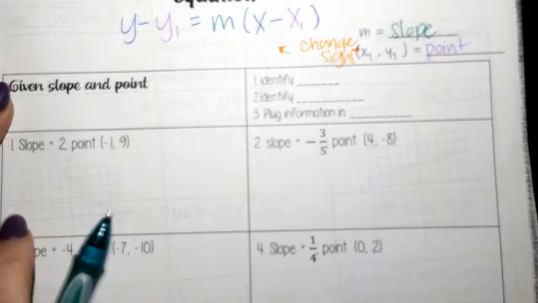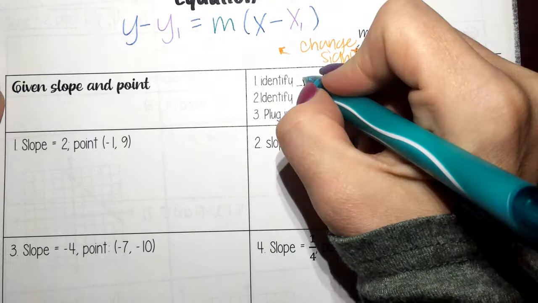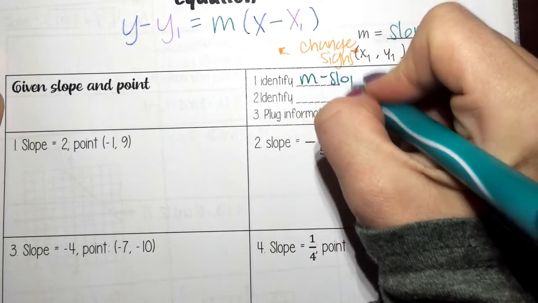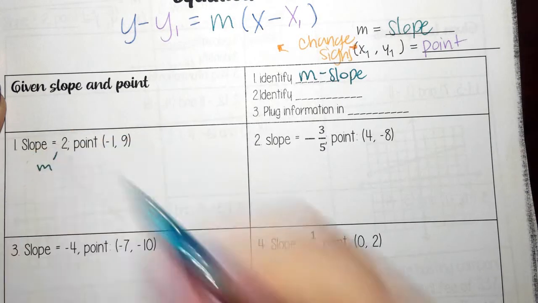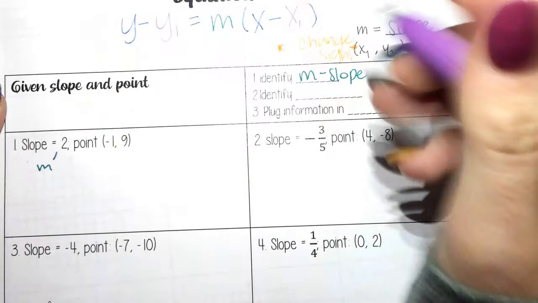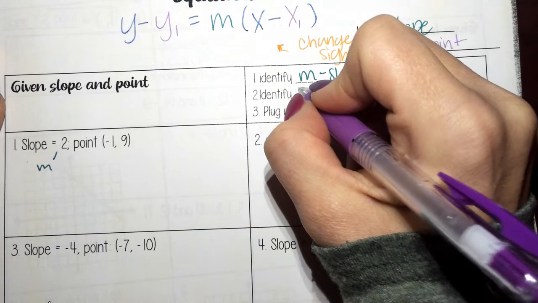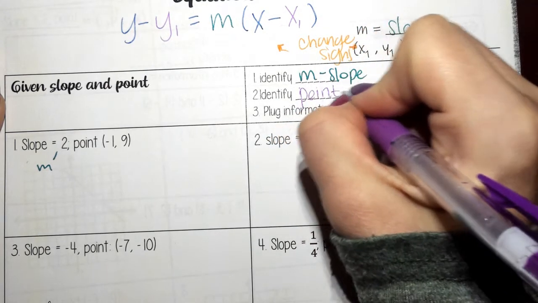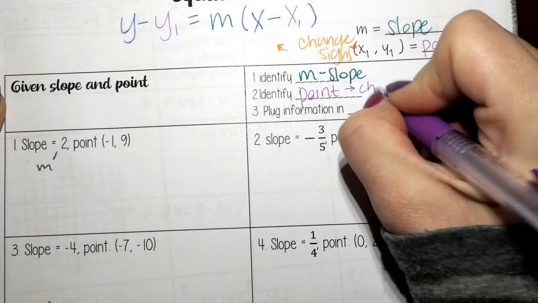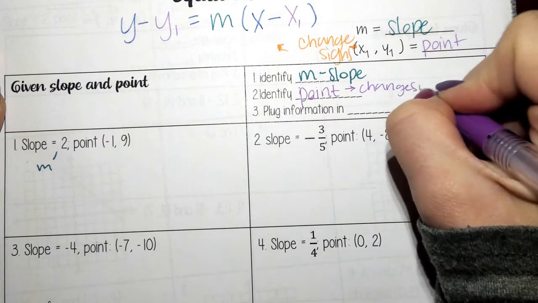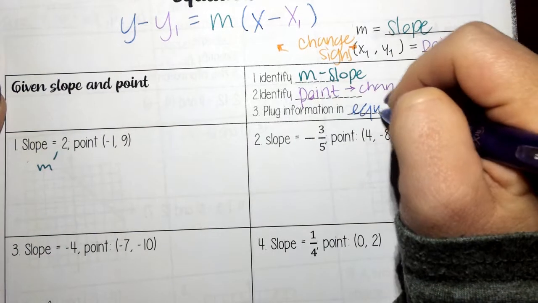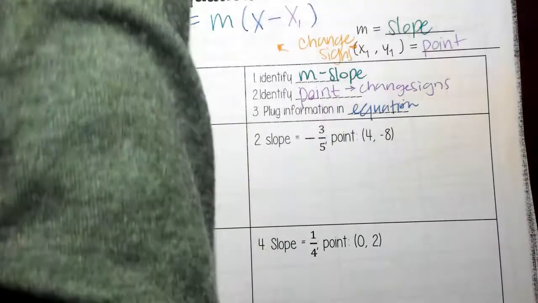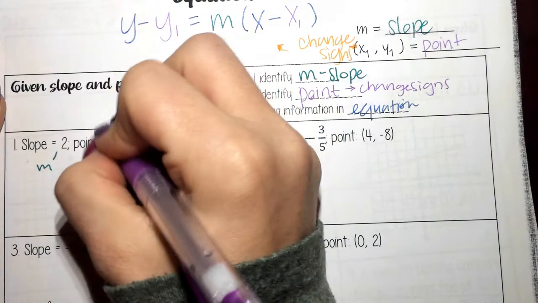So we're going to identify our m, our slope. It's given to us, so this is my m. And then we're going to identify the point, and we're going to change the signs. And then we'll plug it into our equation. So here's my point. This is my x1 and y1.